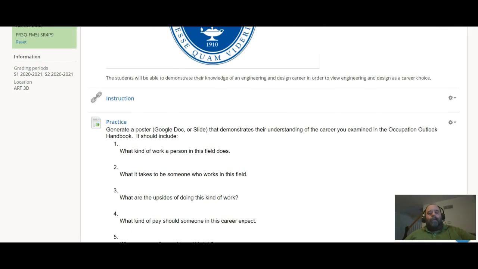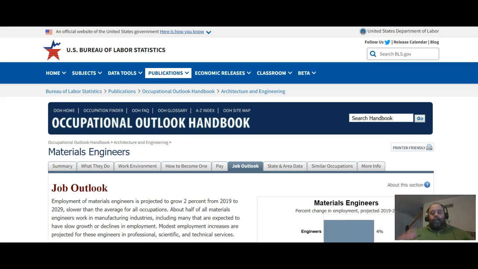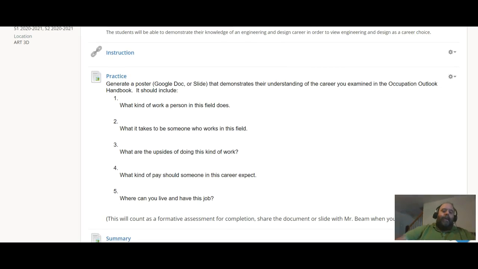So go into the Occupational Handbook, find a career, learn about it as much as you can, and then take that information, push it into a poster that's either a Google Doc or a slide that has these 5 pieces of information. Share that slide with me, and you get credit for the day.